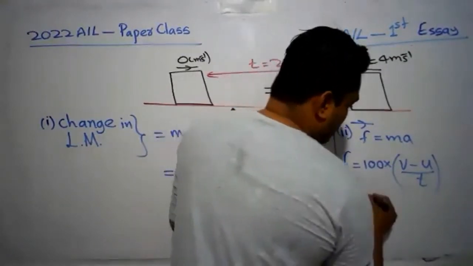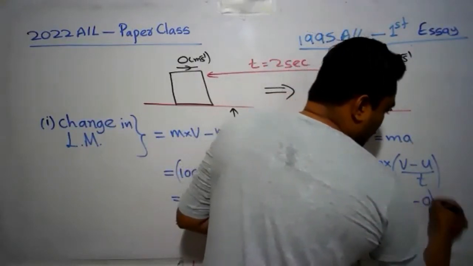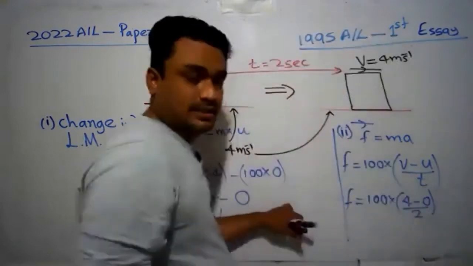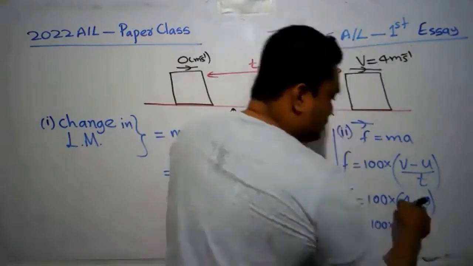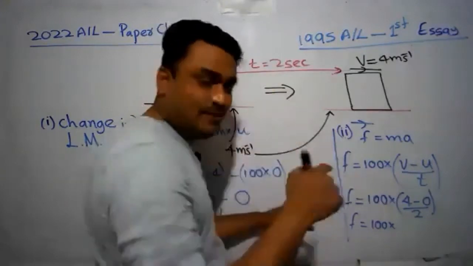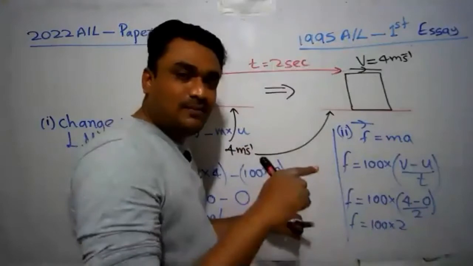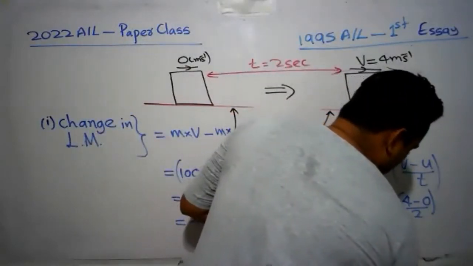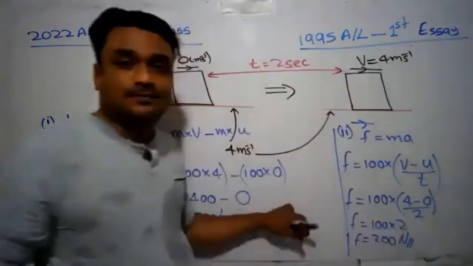So mass is 100. Final velocity is 4. Initial velocity of the box is 0. The time taken for this process is only 2 seconds. So F equals 100 into (4 minus 0) divided by 2. 4 minus 0 is 4, 4 divided by 2 is 2, and 2 into 100 is 200. Therefore, the belt needs a force of 200 Newton.